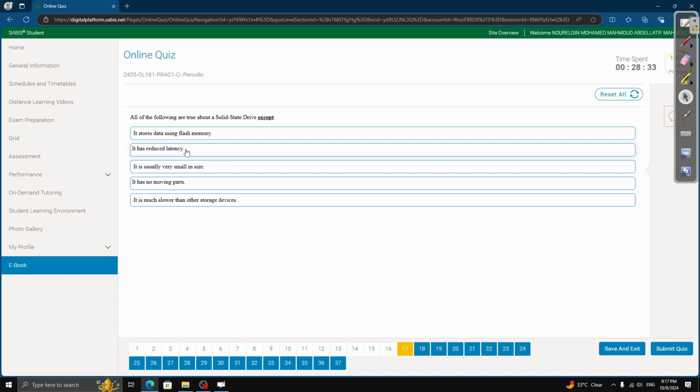It has reduced latency, aka it is very fast. Yes, the solid state drive is usually very fast. It is usually very small in size. The SSD is usually very small in size. It has no moving parts. The SSD does indeed have no moving parts. It's basically just mini switches, aka transistors. It is much slower than other storage devices. This choice you can use logic on.